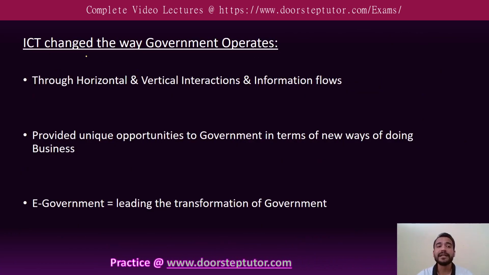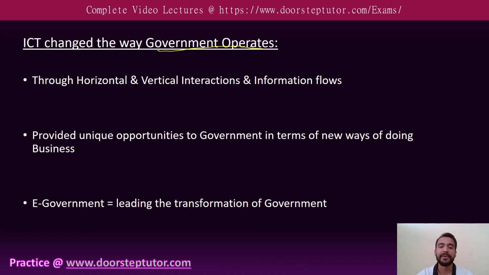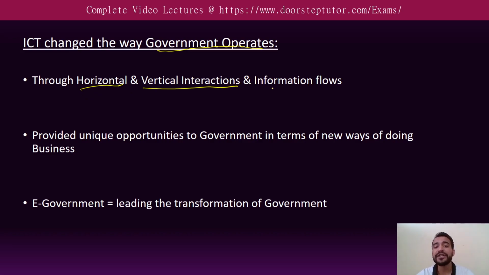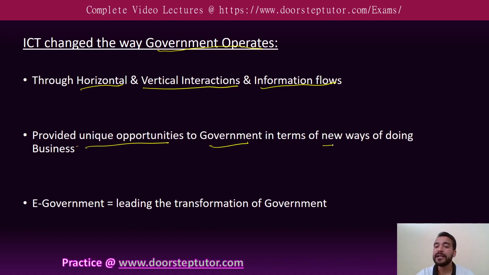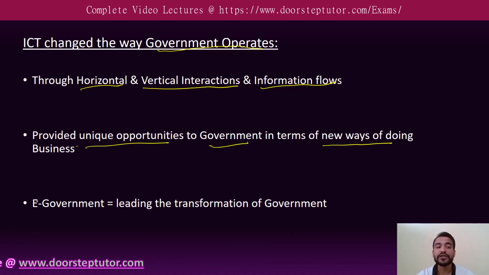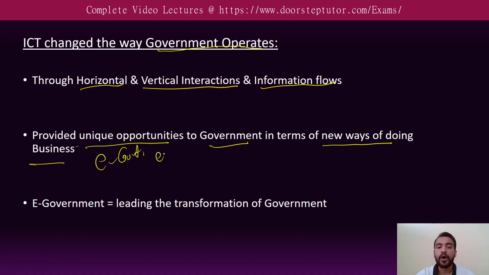Now, ICT has changed the way the government operates. ICT has been instrumental in changing the way in which the government operates through horizontal as well as vertical interaction, as well as changes in the information flow. It has provided unique opportunities to the government in terms of new ways of doing business through e-government or e-governance applications.